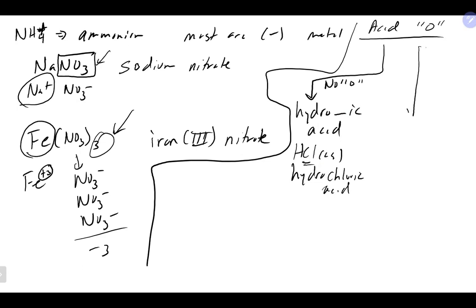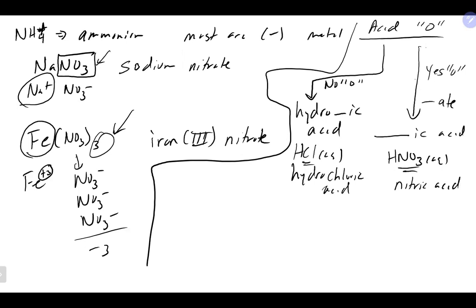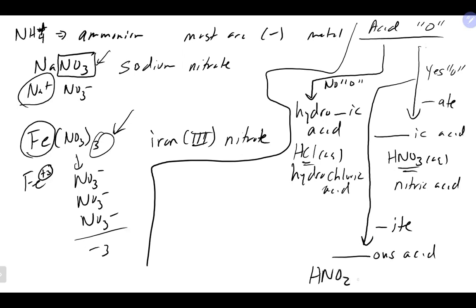If the answer is yes, there is oxygen, it most likely will have a polyatomic ion. And if your polyatomic ion ends in -ate, your acid would be something-ic acid, like HNO3. NO3 is nitrate, ATE. This becomes nitric acid. And if your answer is yes, and your polyatomic ion ends in -ite, your acid will be -ous acid, like HNO2. NO2 is nitrite. This would be nitrous acid.